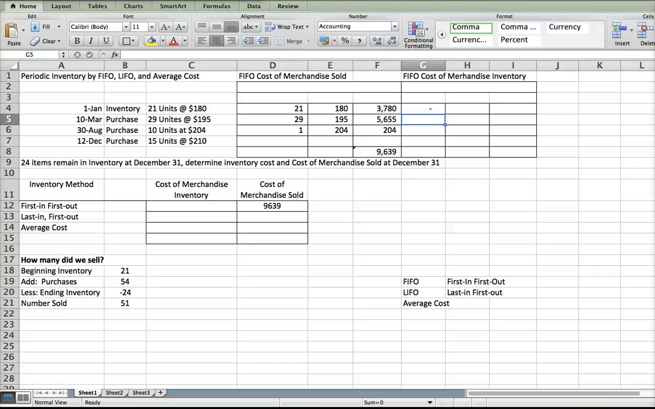I sold all 29 of those, so they're also 0. I sold one of these, so instead of having 10 units at 204, I now have 9 units at 204. Remember, this is remaining in inventory. And then I haven't sold any of these yet, so I have the full 15 units remaining in inventory times its price.